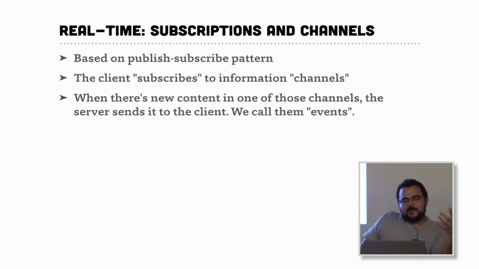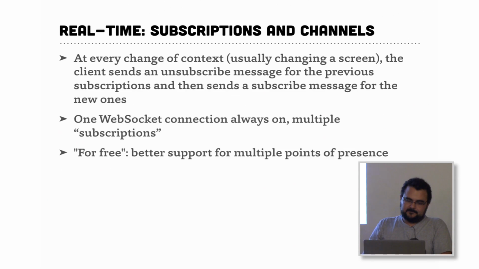So, for example, again, on the stocks screen, the user goes to the stock screen, HTTP call, after the response, we get the list of stocks, and for each one, we send a subscribe message saying, I'm interested in updates for this channel. So from that moment on, you start receiving updates on the stocks that you subscribed for. And at every change of context, for example, when you are changing screens, navigating on the app and you change tabs, we send an unsubscribe for the previous channels we were subscribed to and a subscribe for the new ones. So depending on where you are in the app, you are subscribed to different channels.